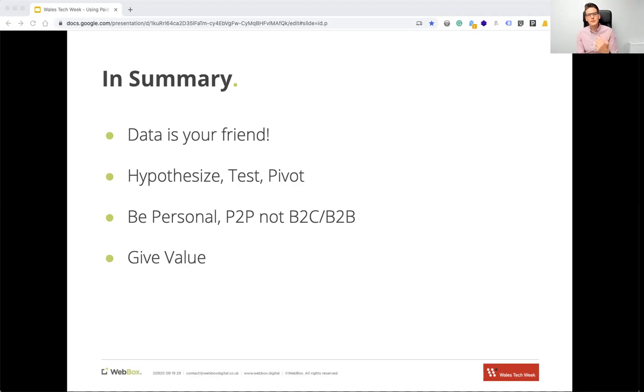So be personal. This is person to person. This is not business to consumers and business to business, okay? We buy from people, so make our online experience the same.